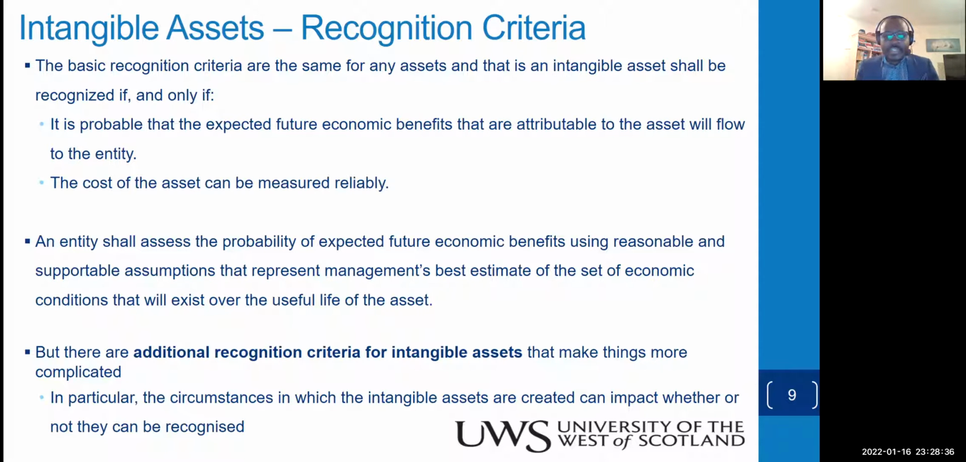So there is another recognition criterion that makes it quite complicated, and that is the circumstances under which it is created or generated. In which case it can impact whether we should recognize it or not. There's an interesting angle we'll look at in terms of internally generated intangibles. So the circumstances under which we acquire the trademark, the brand name, the patent, will tell us whether we should recognize it or not. Did we buy it off the shelf or did we generate it in-house?